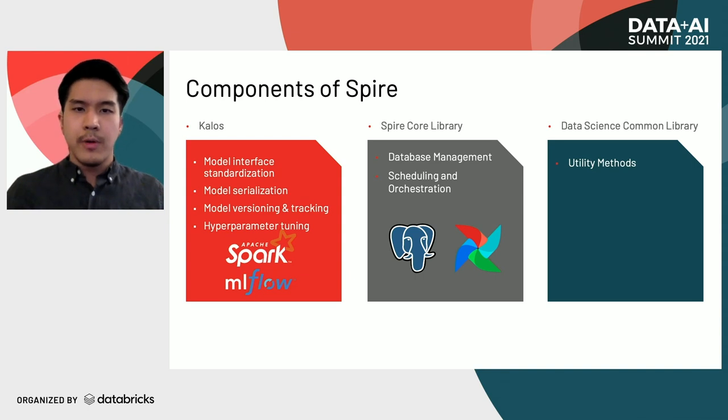Digging down a little deeper, Spire contains three main components. The first component is called Chaos, which is our modeling library. Chaos handles things like model interface standardization, serialization, versioning and tracking, and hyperparameter tuning. Chaos is also fully integrated with MLflow and Spark MLlib. Next is more of our standard software application, which is the Spire core library. This component handles the database management, scheduling, and orchestration. And the last component is the data science common library, which is just a utility library that we share with team members of our team.